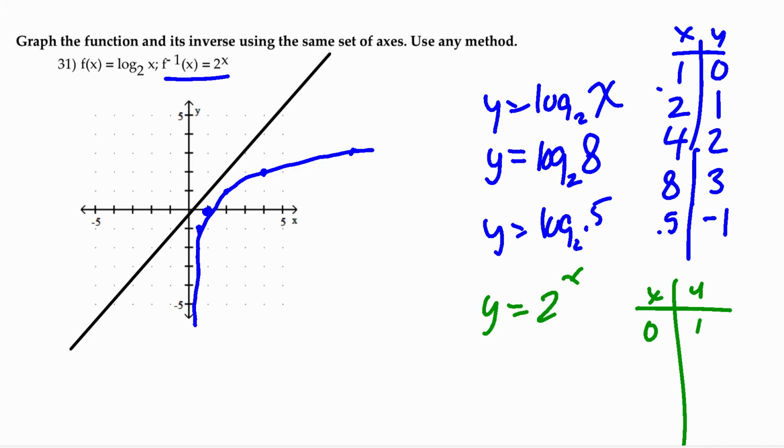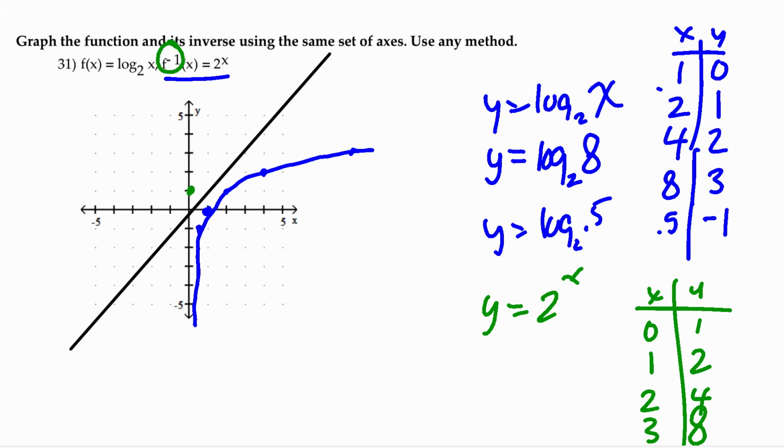2 to the 0 is 1. Let's plug in a 1. 2 to the 1 is 2. Let's plug in a 2, that'd be 4. Plug in a 3, that'd be an 8. Notice that the numbers are similar. They're just backwards, inverses of each other. That's sort of what that symbol there means.